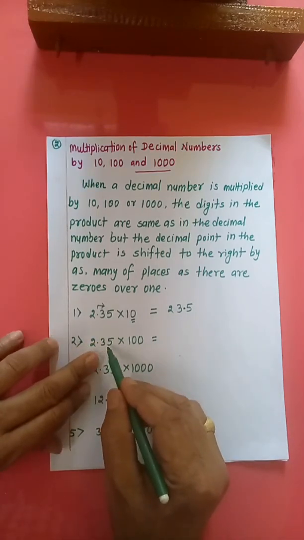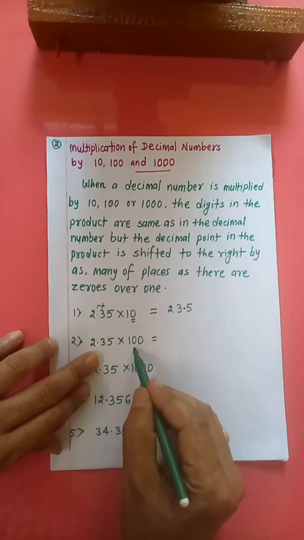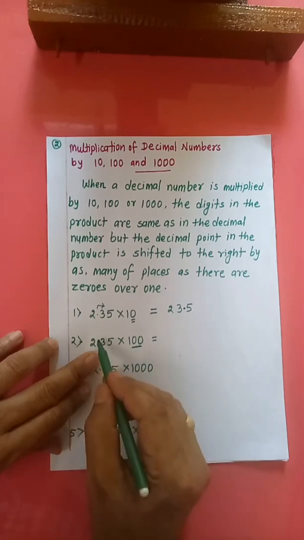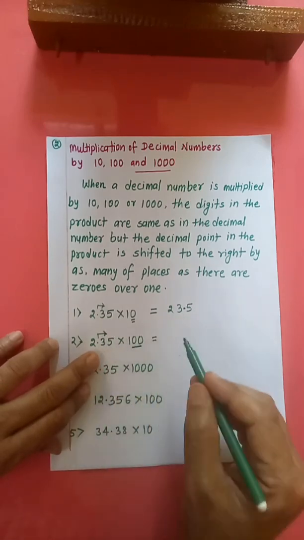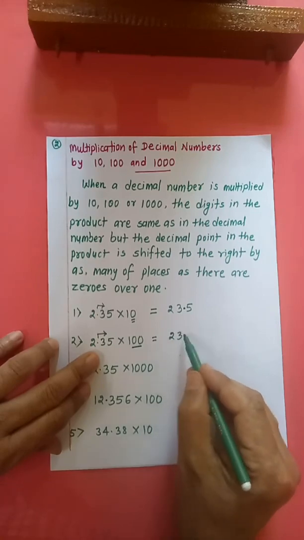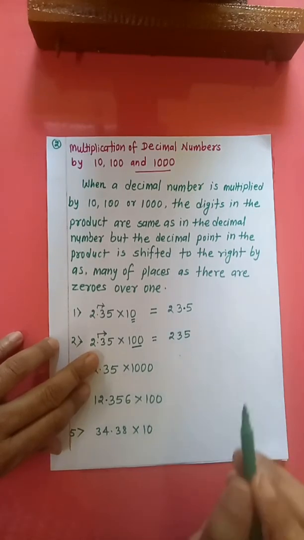Another example, 2.35 multiplied by 100. Here there are 2 zeros. So the decimal will shift right side after 2 places. So the answer will be 235. The decimal will be here.